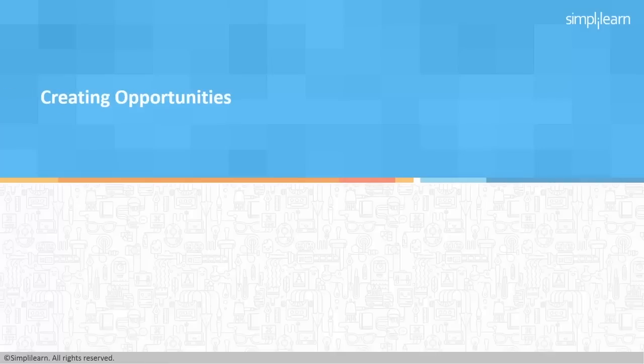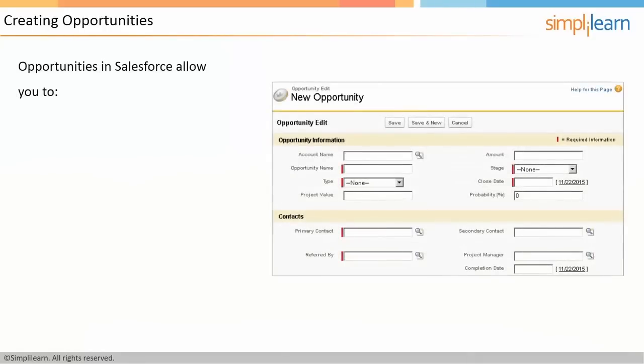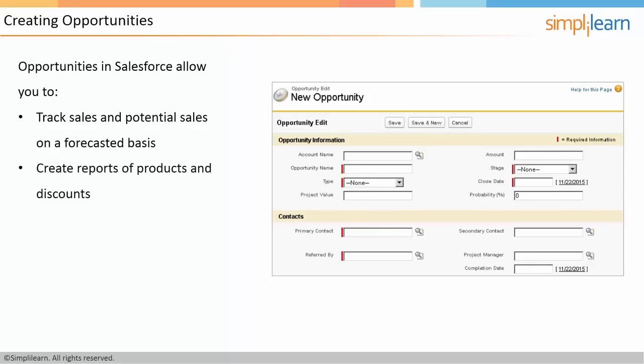So the next thing we're going to talk about here is creating opportunities in Salesforce. So opportunities in Salesforce, as I mentioned before, allow you to track your sales and potential sales and also forecast on them. So what I mean by that is you can run reports and see what opportunities are scheduled to close based on their close date and dollar amount, as well as any stage information. You can also do reports of products and any discounts you have, and then report on win rates and overall sales effectiveness. So what that means is if you have 100 opportunities and 10 of them get closed, then you can say, well, we've got a 10% win rate on those opportunities.